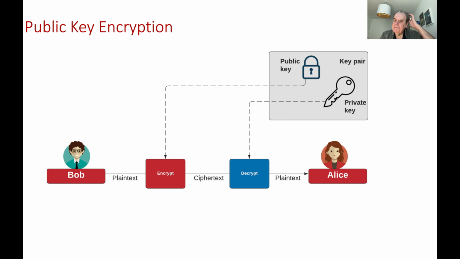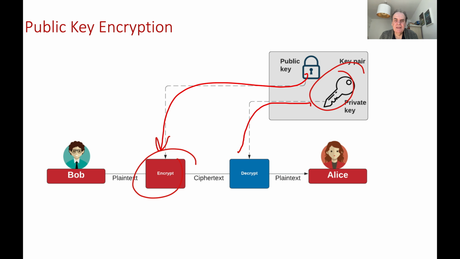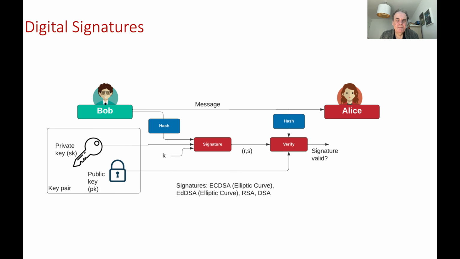Okay, so here's the first one. Alice sends over her public key, and then Bob encrypts into ciphertext. She then uses her private key to be able to decrypt the data back into plain text.